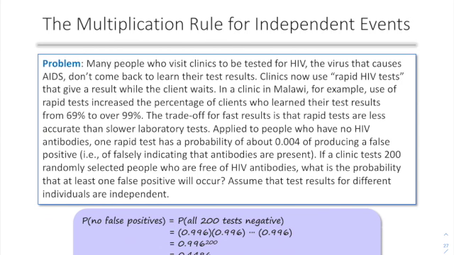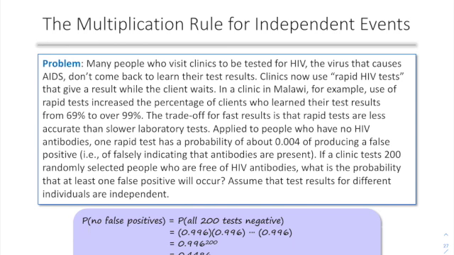So here we have many people who visit clinics to be tested for HIV, the virus that causes AIDS, who don't come back to learn their test results. Clinics now use rapid HIV tests that give a result while the client waits. And a clinic's use of rapid tests increased the percentage of clients who learn their test results from 69% to over 99%. The trade-off for fast results is that rapid tests are less accurate than slower laboratory tests.